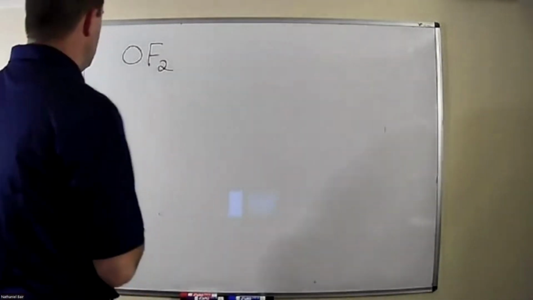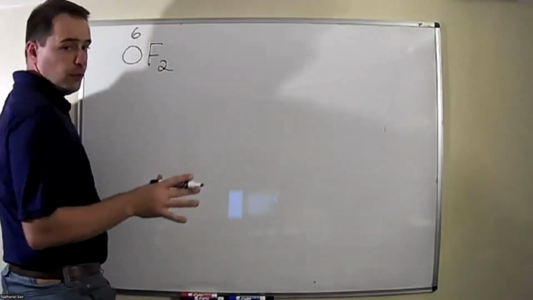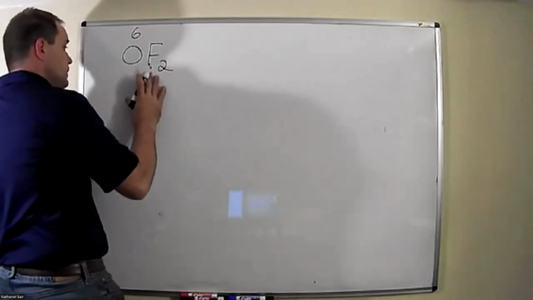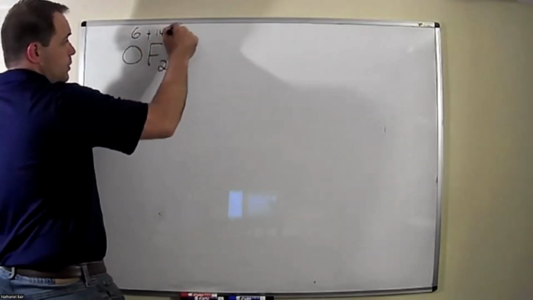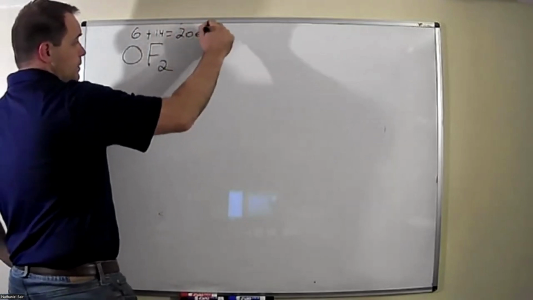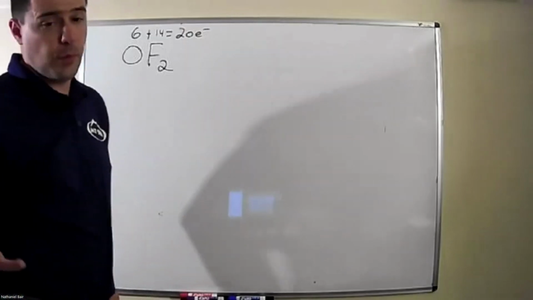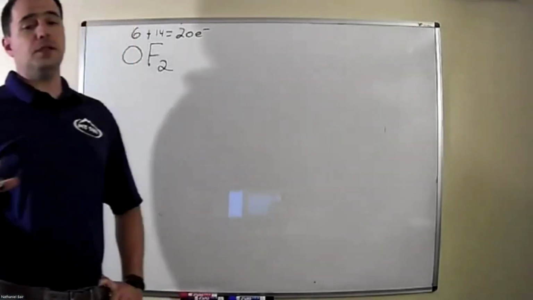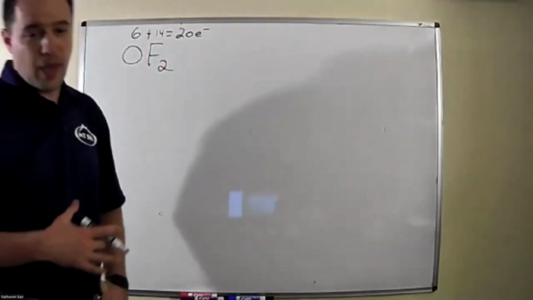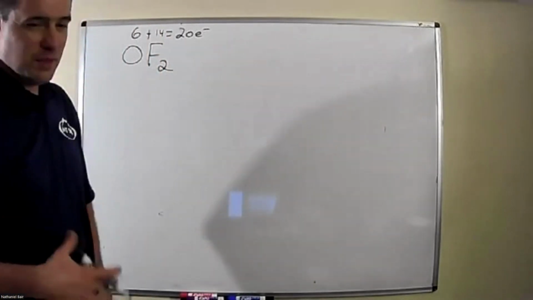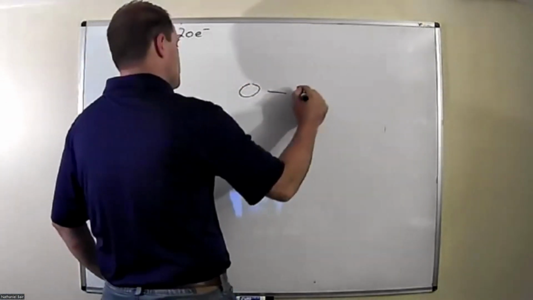Here we go. Oxygen, 6 valence electrons. Fluorine, 7 valence electrons, but you got 2 of them. So that's 14. You got 20 electrons. So the first thing, did you add that up? Did you get 20? If you got 20, I'll give you a point. You could have the ugliest Lewis structure I've ever seen, but if you got 20 electrons, I will give you a point for that. It's the little things. Next up, oxygen comes first, so we're going to put an oxygen in the middle.